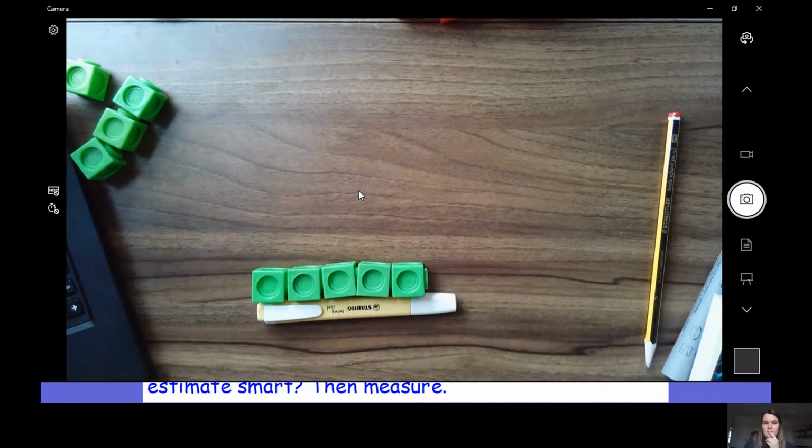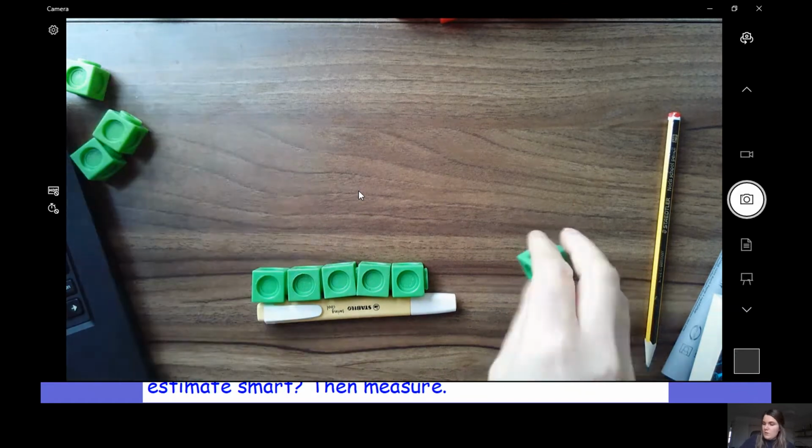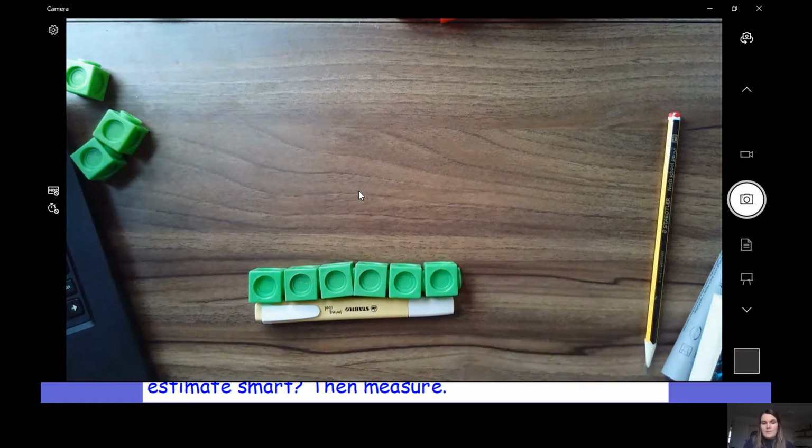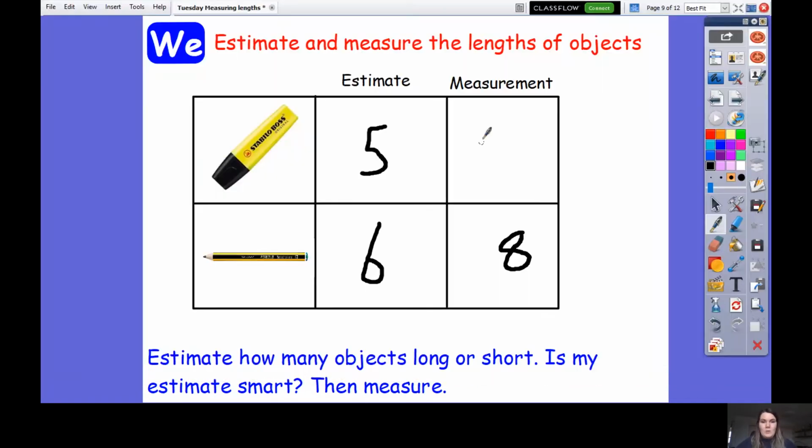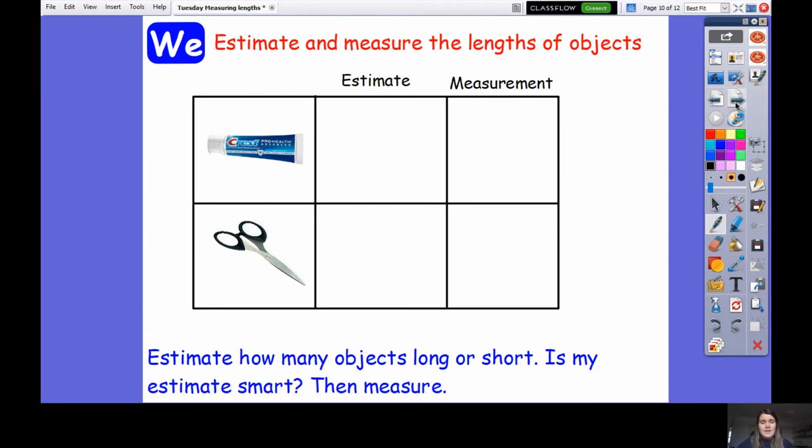What do you think? Is it 5 cubes long? No. How many more do you think we need? 1 more. Okay. How many cubes long is the highlighter? 6. Very good. Was our estimate good? I think it was very good. It was almost exactly right. So well done, everyone. Fantastic.